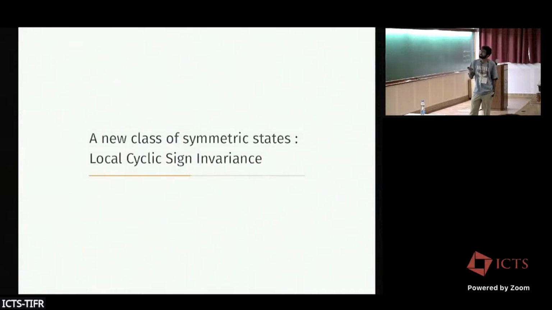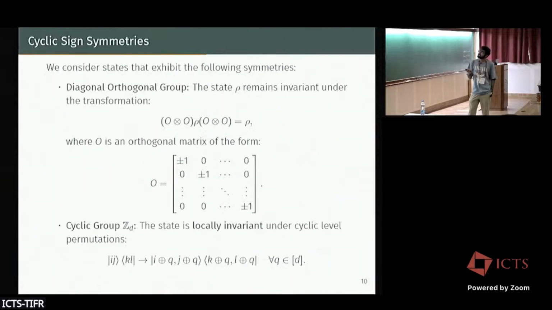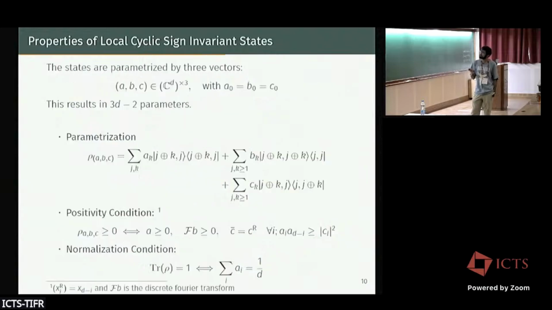So what we do is we introduce a new class of quantum states, which we call local cyclic sign invariant states. The covariance condition is given by these two groups, where we take orthogonal matrices which are diagonal, so they only have plus and minus 1 on the diagonal. And we take the cyclic group, and for all basis elements, you basically permute the element by this number q, and then the state is locally invariant under the cyclic permutations.